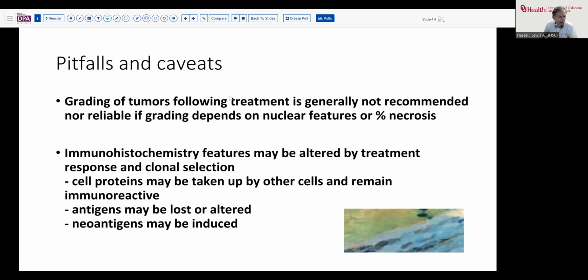So keep those in mind if you're tempted to use immunohistochemistry to resolve a question about whether this is recurrent tumor or a new primary or that sort of issue.